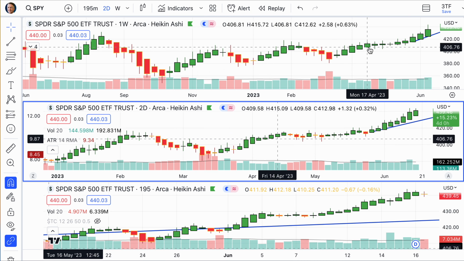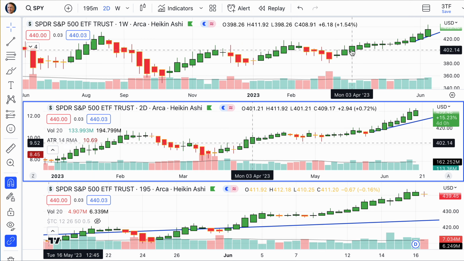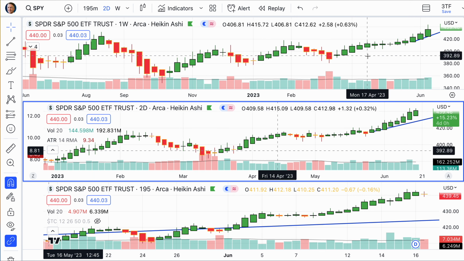When you hit one ATR up from this 2-day chart on the weekly chart, you can sell maybe half of your position. You can sell the whole thing out if you want. But I like to let the rest of it ride so that I do lock in some profit, and I just follow that trend until the end. Let's jump into these charts.